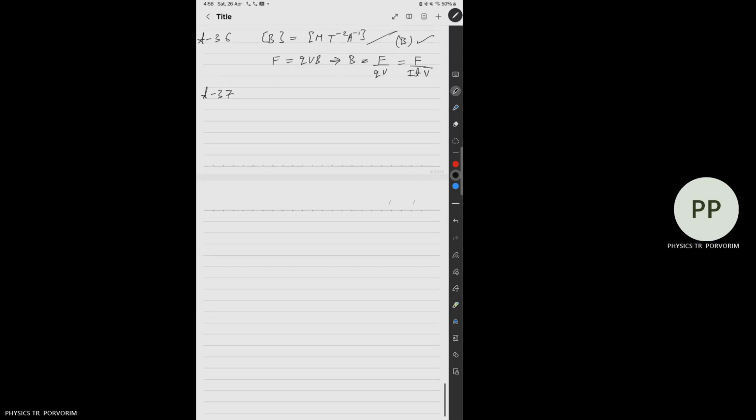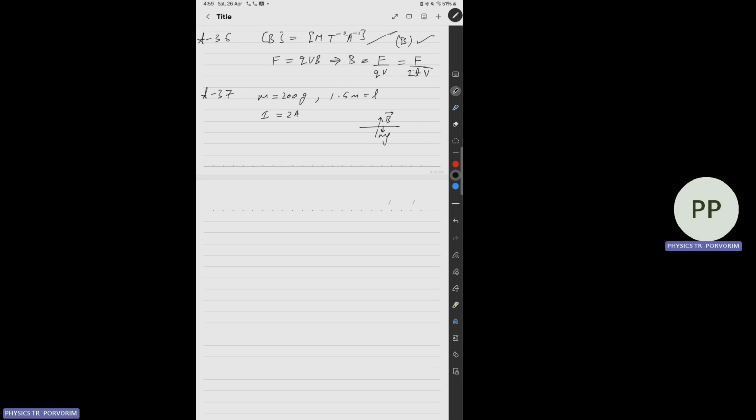37. A wire having mass and length carries a current and is suspended midway in a uniform magnetic field. Let me note the values: 200 gram, 1.5 meter length, and current carried is 2 ampere. It is suspended in air. A wire is suspended in air, and there is a horizontal magnetic field in the region, and the wire is floating in the air.